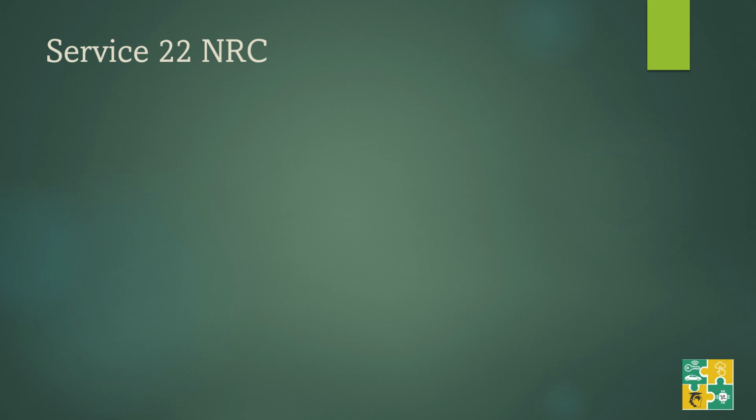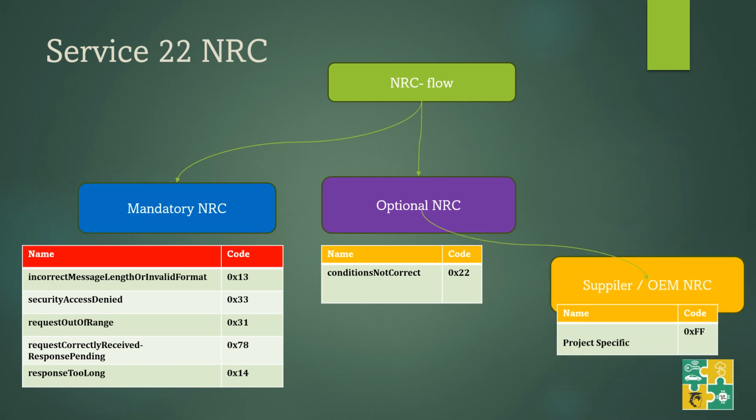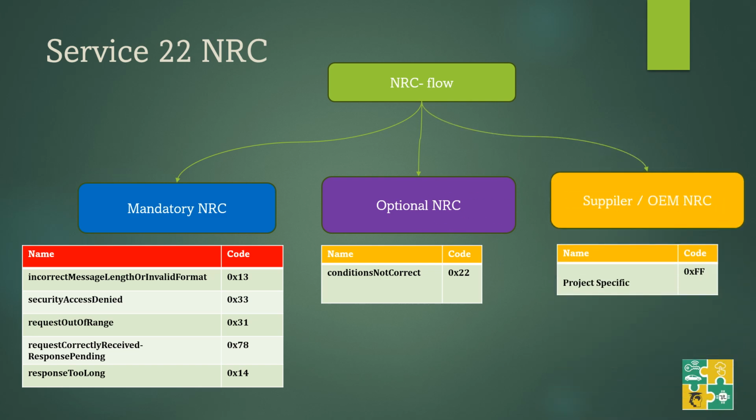Before the demo, there is one more small recap on NRCs. This is the flow of NRC. In my complete learning series, I am going to maintain the NRCs in such a way: mandatory, optional, as well as supplier. For now, for 22 surveys, these are the mandatory NRCs available: 13, 33, 31, 78, 14.